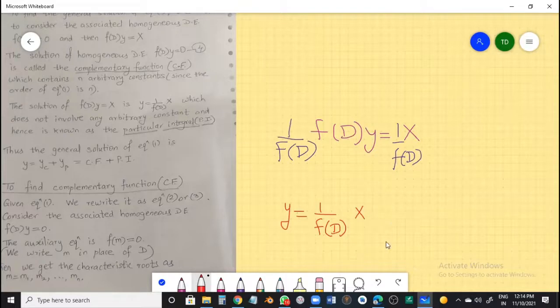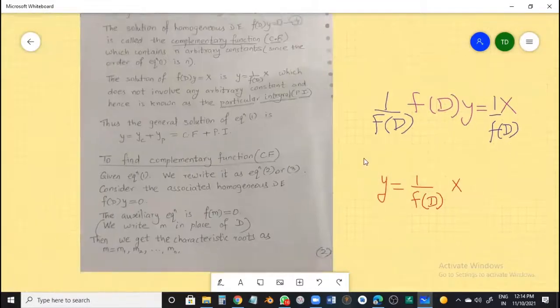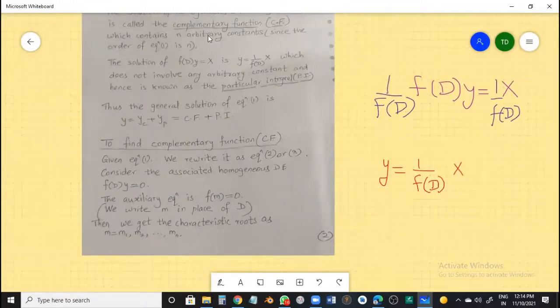So this particular one is a particular integral. In this there are no arbitrary constants. You get particular values, and that is why it is labeled as the particular integral. And both the complementary function and the particular integral together, meaning we have to add them, give you the general solution of equation 1. Now first we are trying to see what the methods are to find the complementary function. So given equation 1, we rewrite it either in the form of 2 or in the form of 3.